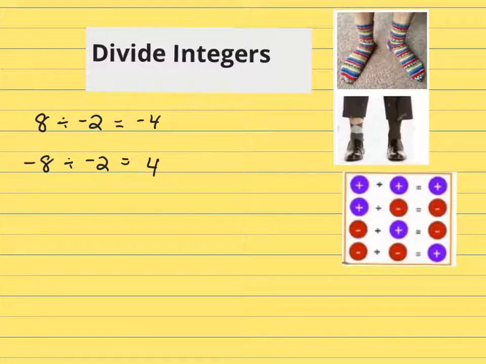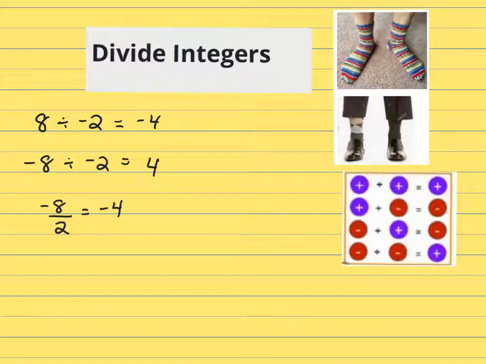Sometimes you'll have problems that are written like this. You might see a -8 divided by 2. You might see it written as a fraction. It's still a negative outcome. It's just written in a different way.